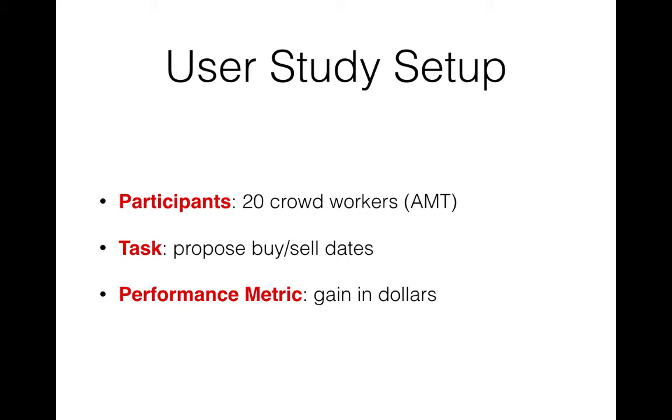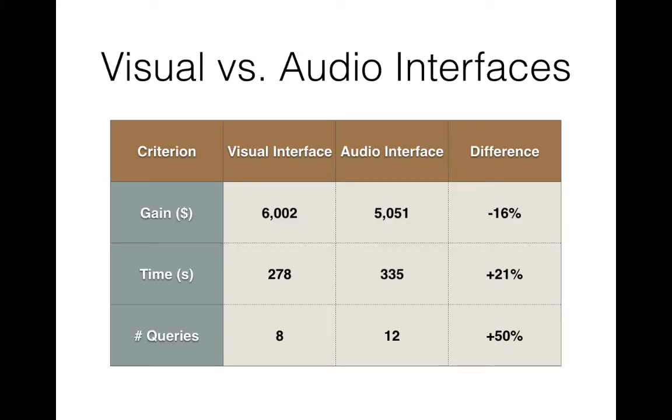So we asked them to analyze a financial time series and to propose buying and selling dates, in order to maximize their virtual gain. And then we can measure their performance by the amount of money that they would have made based on those buy and sell decisions. And we also incentivize those crowd workers and promise them a real-world monetary reward based on their virtual gains.